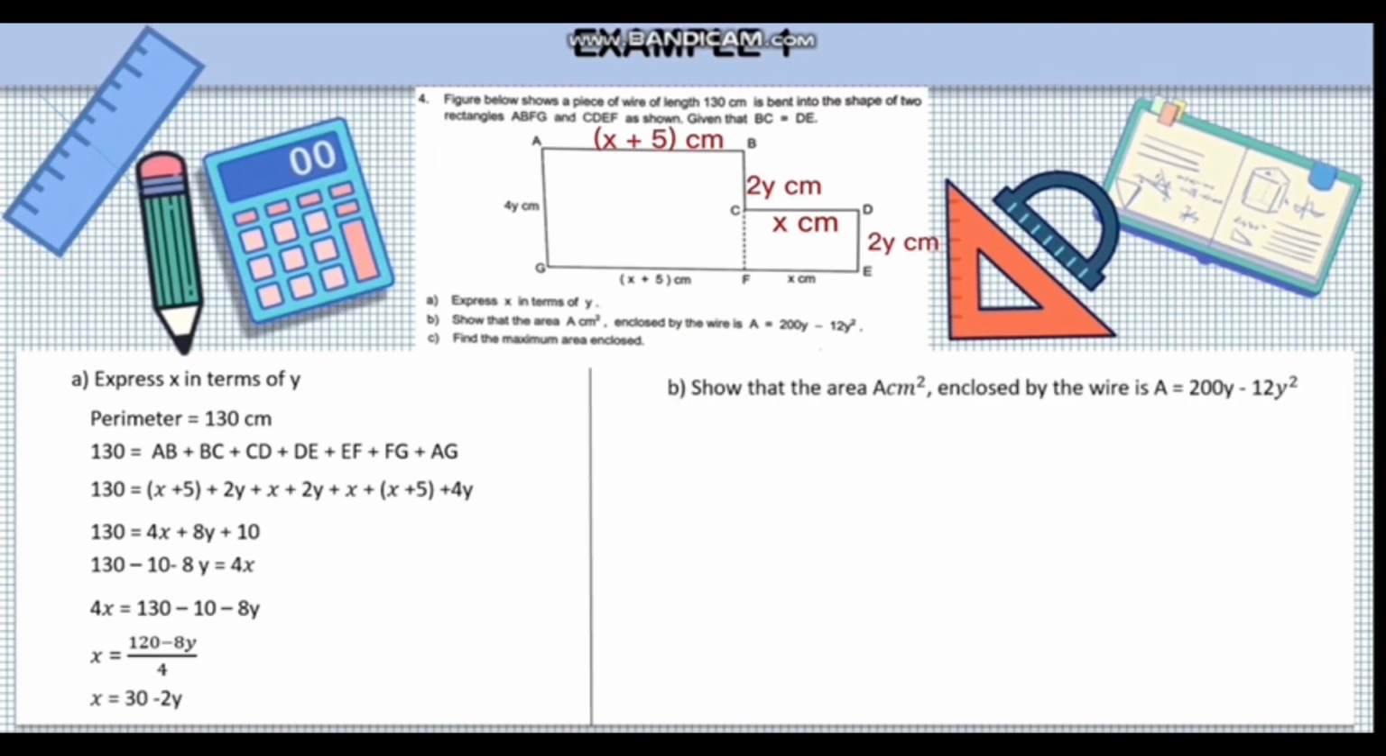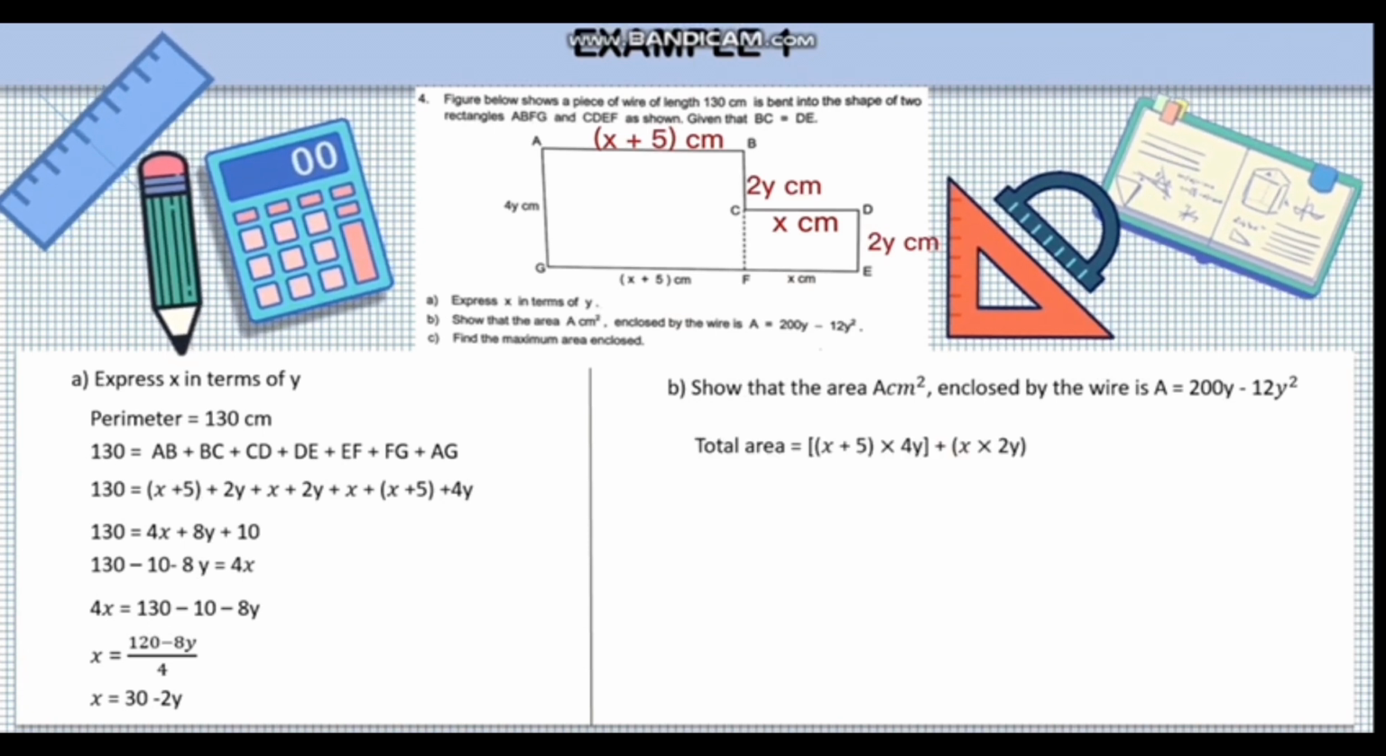Next is question 1b. So the total area is equal to (x plus 5) times 4y plus x times 2y. After simplifying, we will get 4xy plus 20y plus 2xy.